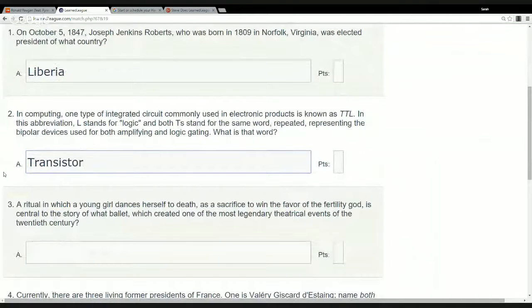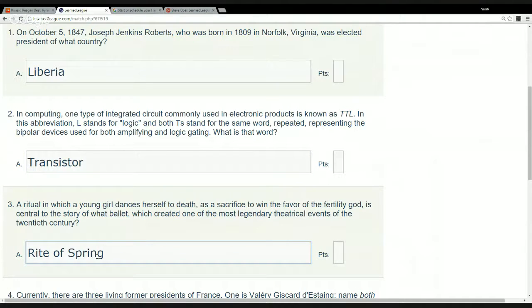3. A ritual in which a young girl dances herself to death as a sacrifice to win the favor of the fertility god is central to the story of what ballet, which created one of the most legendary theatrical events of the 20th century? All right. This is Rite of Spring.